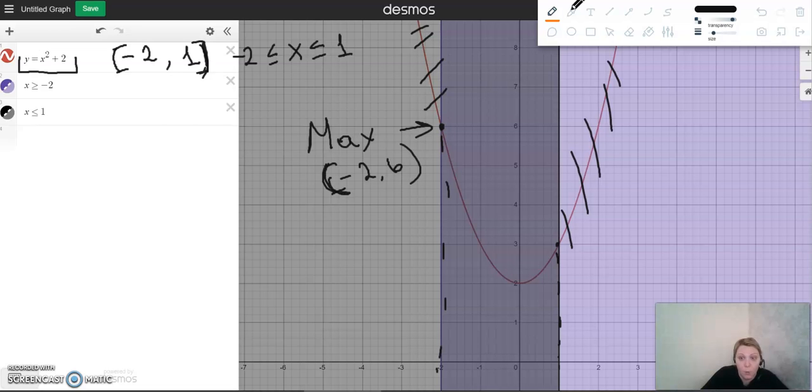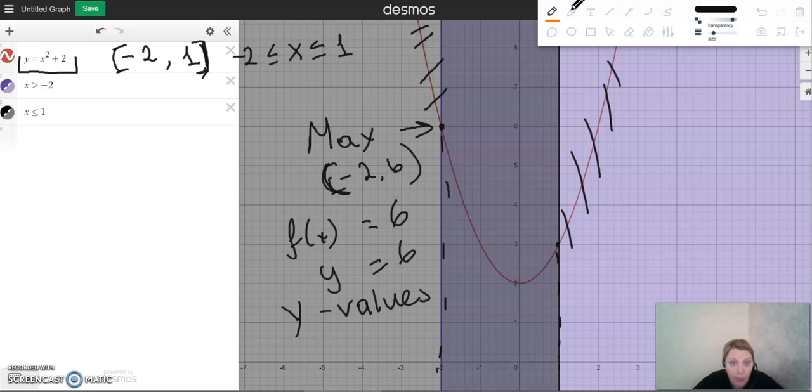However, when you are asked for the value of the maximum, you're going to say f of x or y, right? Doesn't matter whichever it is, 6. You're always looking for y values. Okay? And that should make sense because we are looking at the y values, and those are the ones important in here.